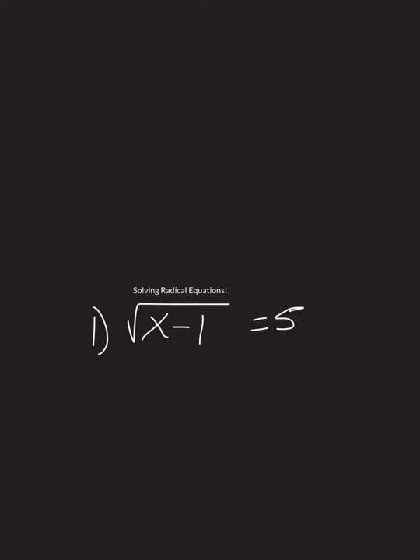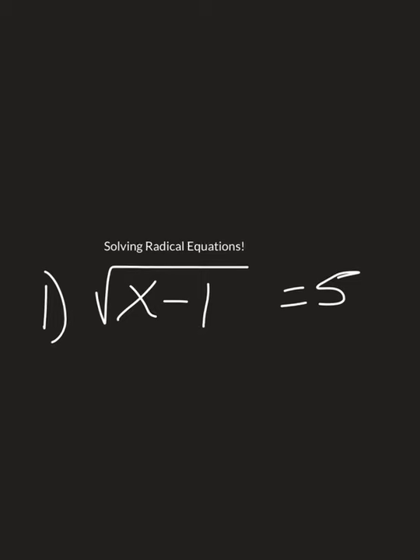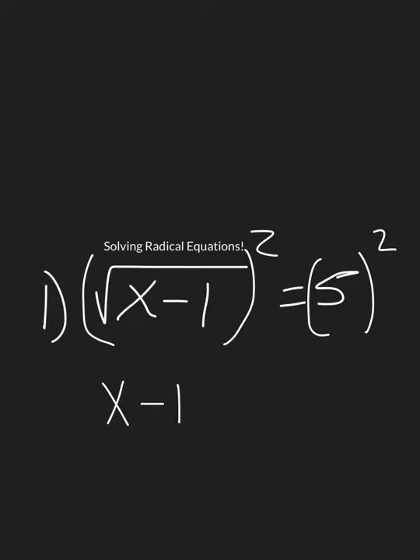Let's dive right in. The first one we have, the square root of x minus 1 is equal to 5. We want to try and solve for x. Our first step is that we need to get rid of the square root, right? We need to do the inverse of taking a square root, and the inverse of taking the square root would be squaring it. So we're going to square both sides. When we do that, our square root and our square will cancel, and we'll be left with x minus 1 is equal to 25.